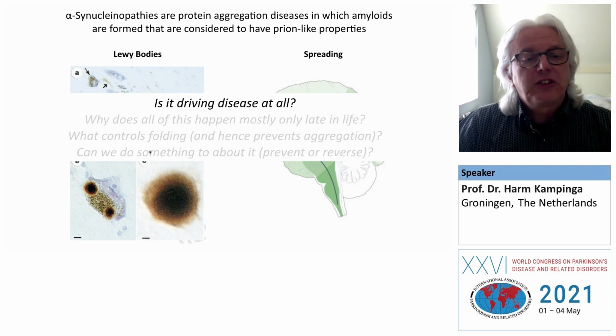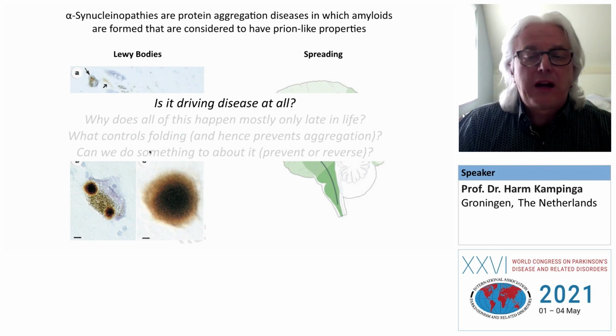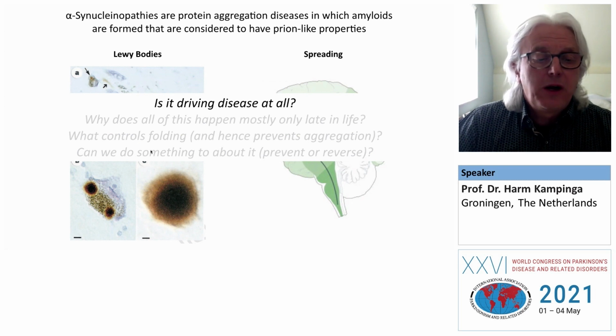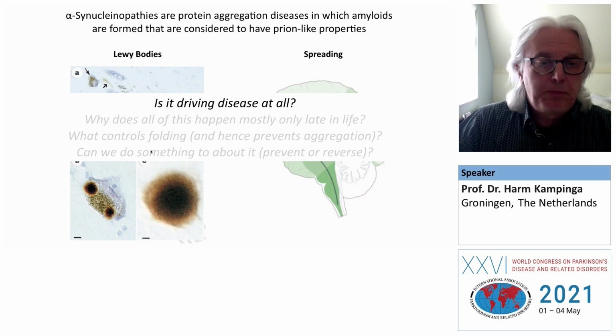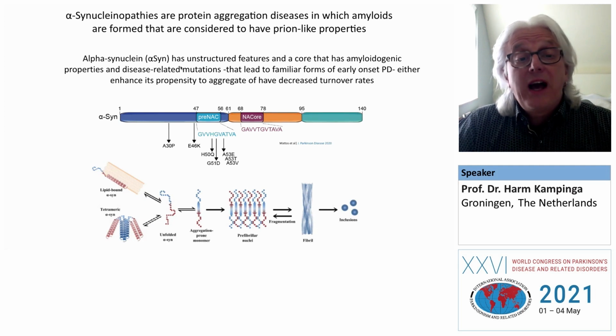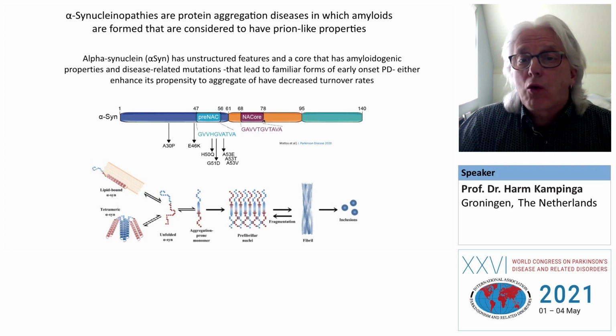Now, first, this question that I don't want to dwell on very long: is this protein aggregation driving disease at all? It has been asked for many of these diseases, and my answer would be yes. And the evidence is actually multifold. I'm just showing you two features. First of all, alpha-synuclein, the key protein in Parkinson's disease and alpha-synucleopathies, has unstructured features and a core, a NAC core, that has amyloidogenic properties.